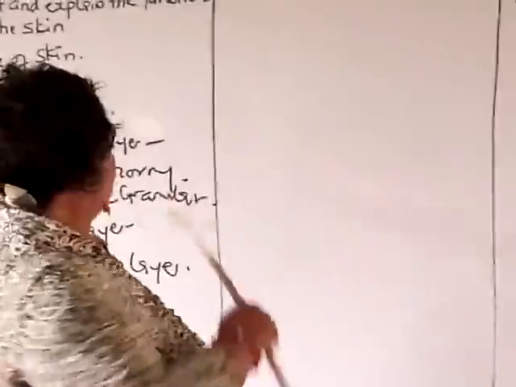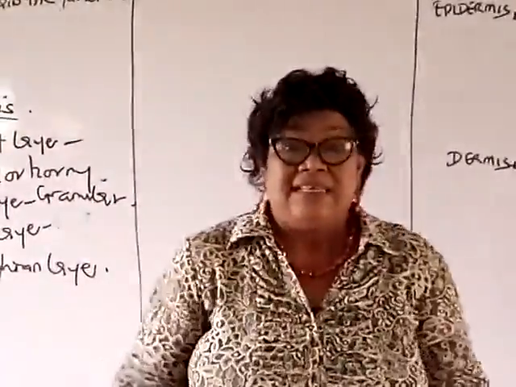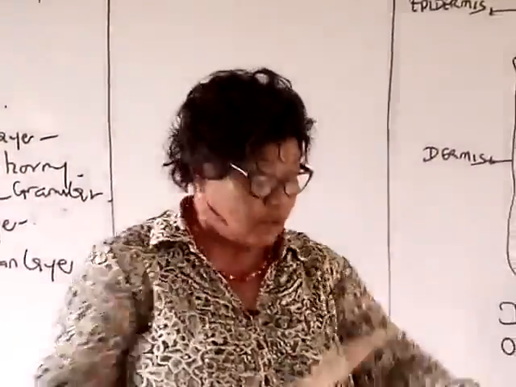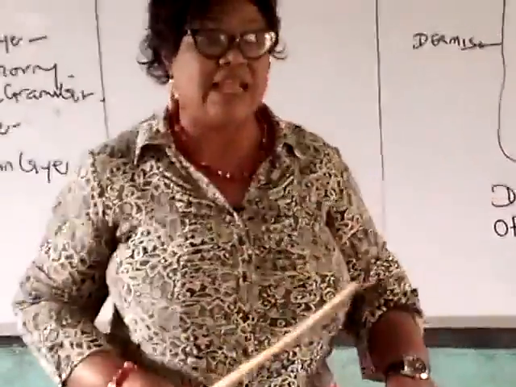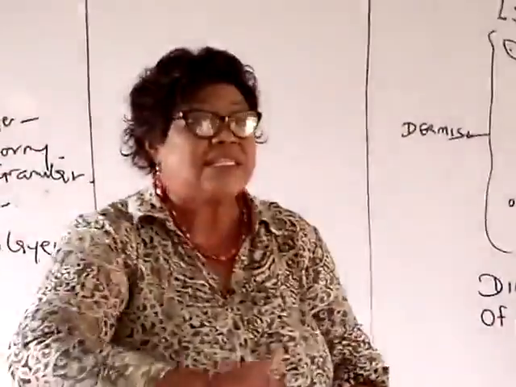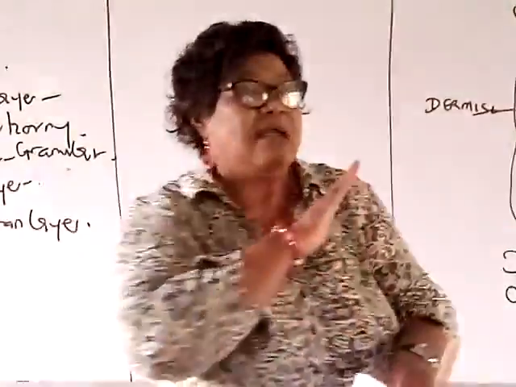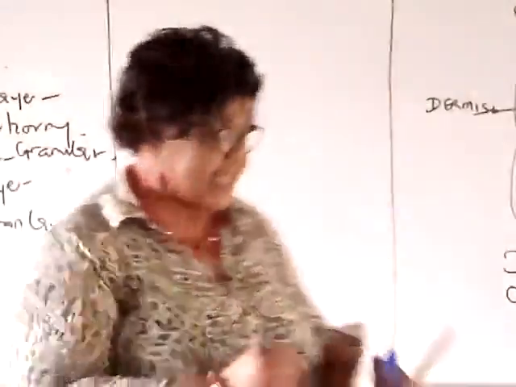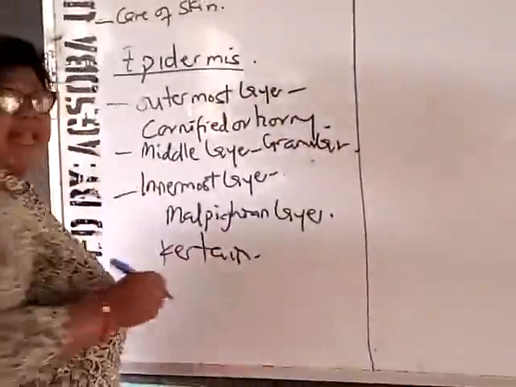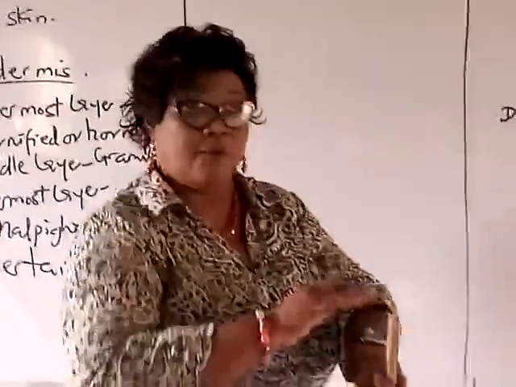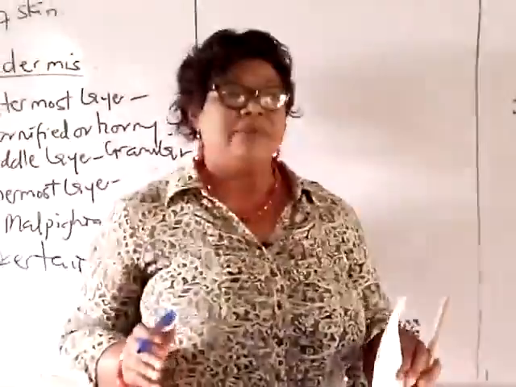I repeat myself. I said that the cornified layer consists of dead scale-like cells. This one we see at the outer surface of our skin. The outermost one here is the cornified layer, and they are dead. And that is why they are constantly being shed off. In as much as they contain keratin, now this keratin makes the skin tough, flexible, and waterproof.